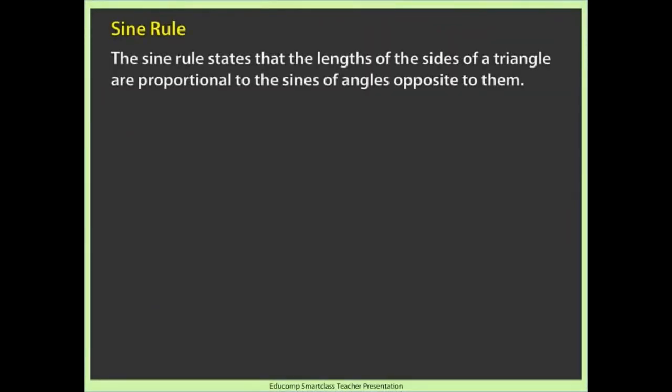The sine rule states that the lengths of the sides of a triangle are proportional to the sines of angles opposite to them. This means that if the given triangle is ABC, then we have a over sine A equal to b over sine B equal to c over sine C.